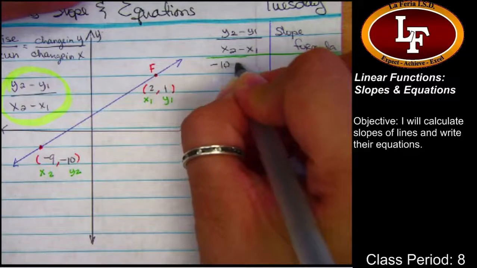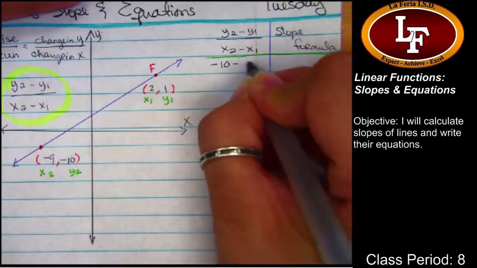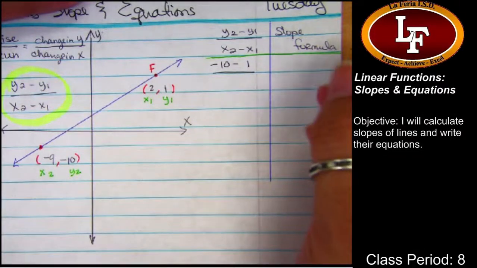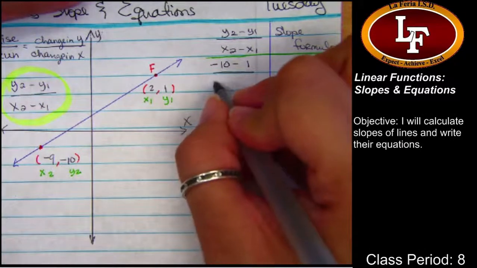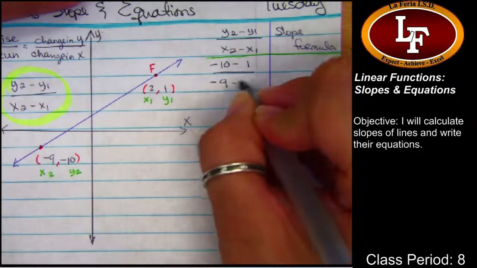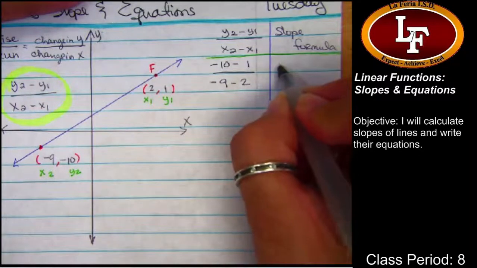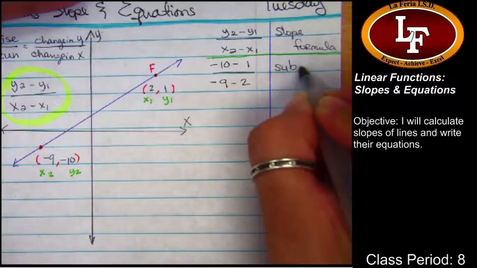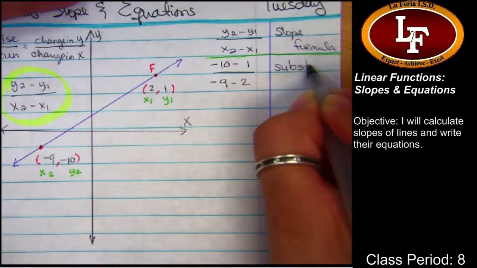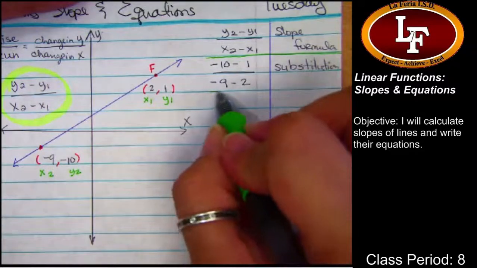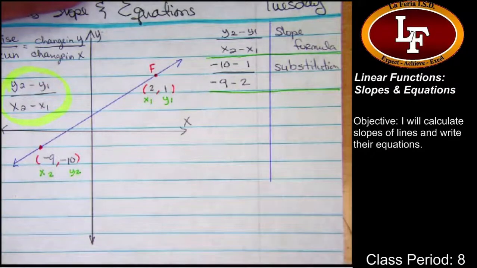-10. And y1? The positive 1. And x2? -9. And x1? 2. Lovely. And what did we do? What was this called? Substitution. I was writing it real slow, hoping you'd guess it before I got to the end of the word. It was like hangman.